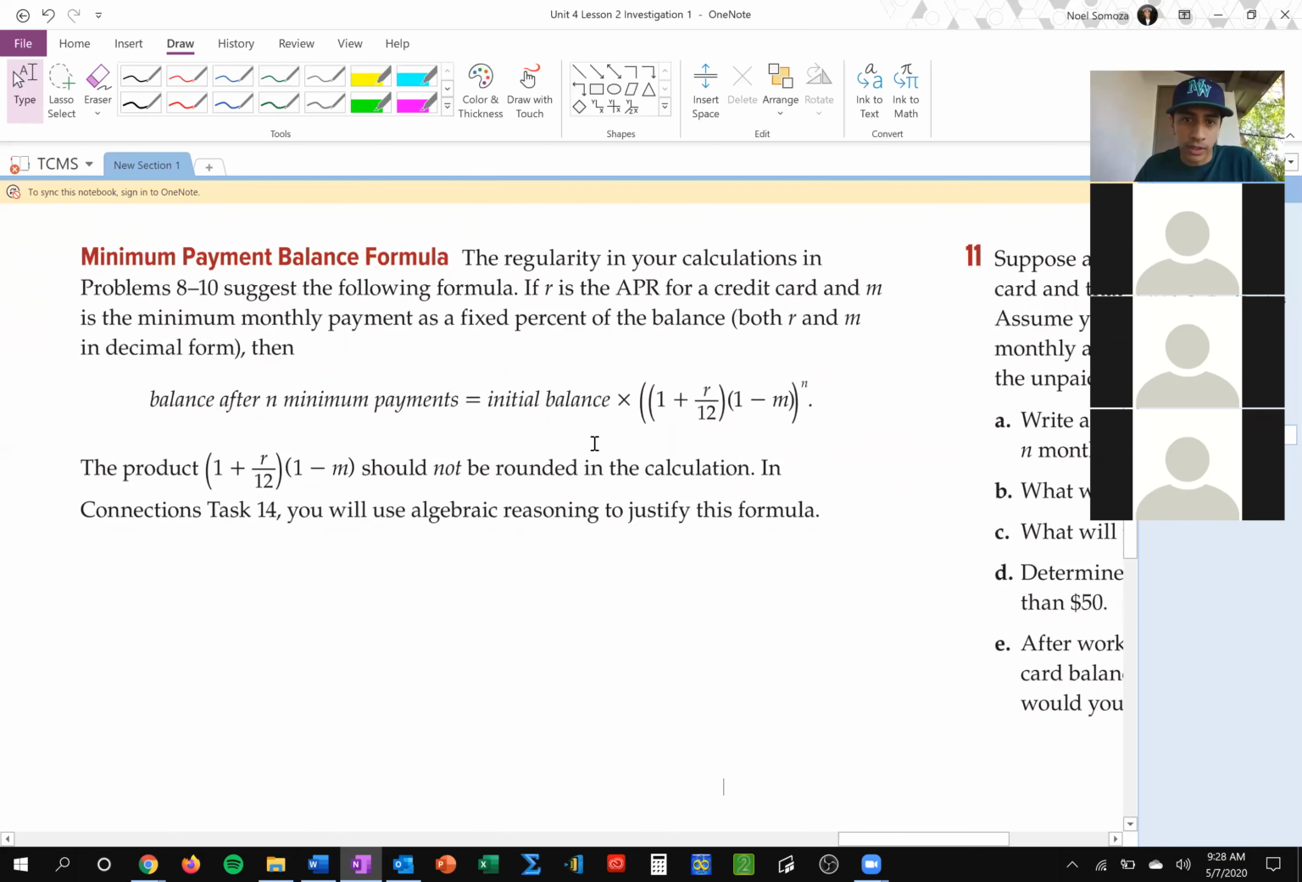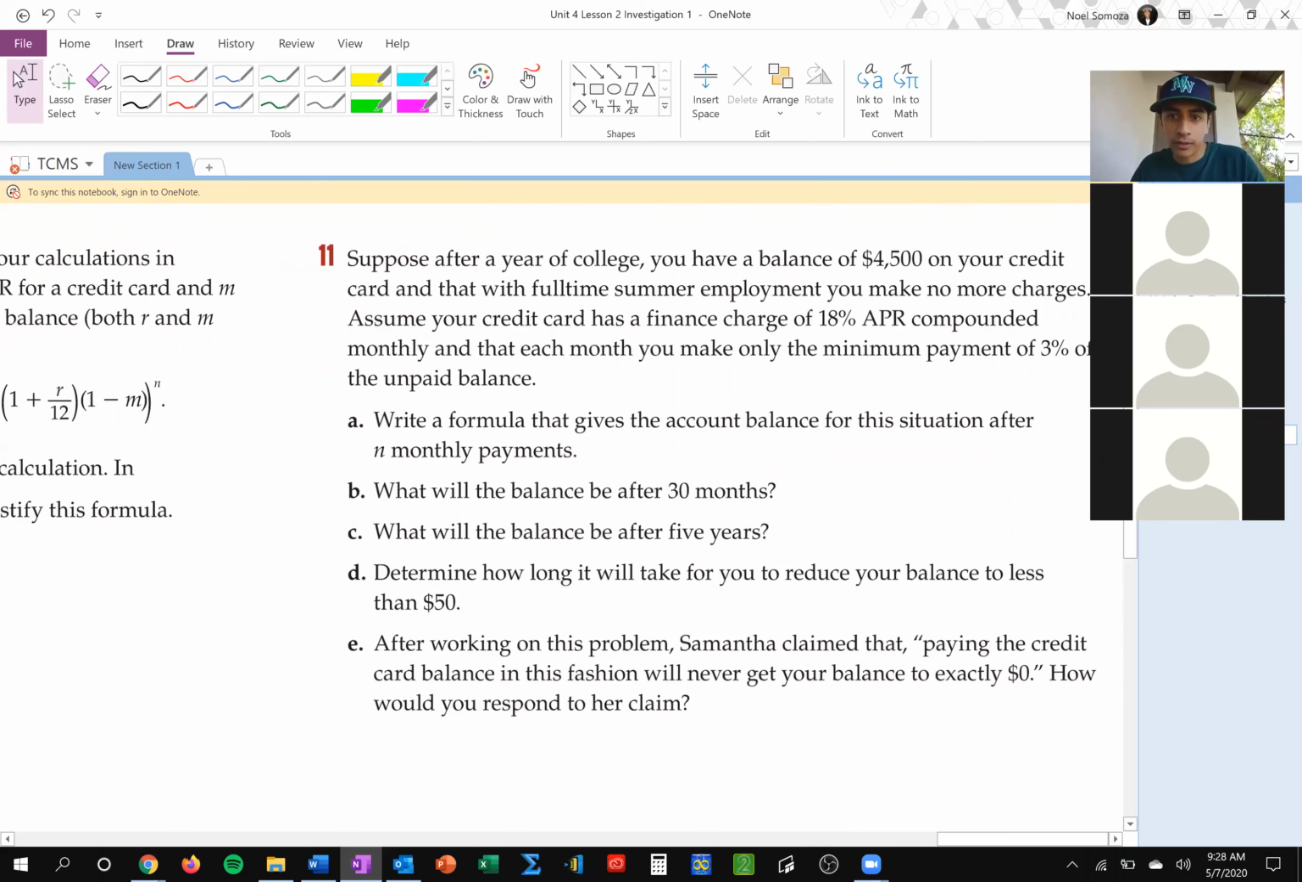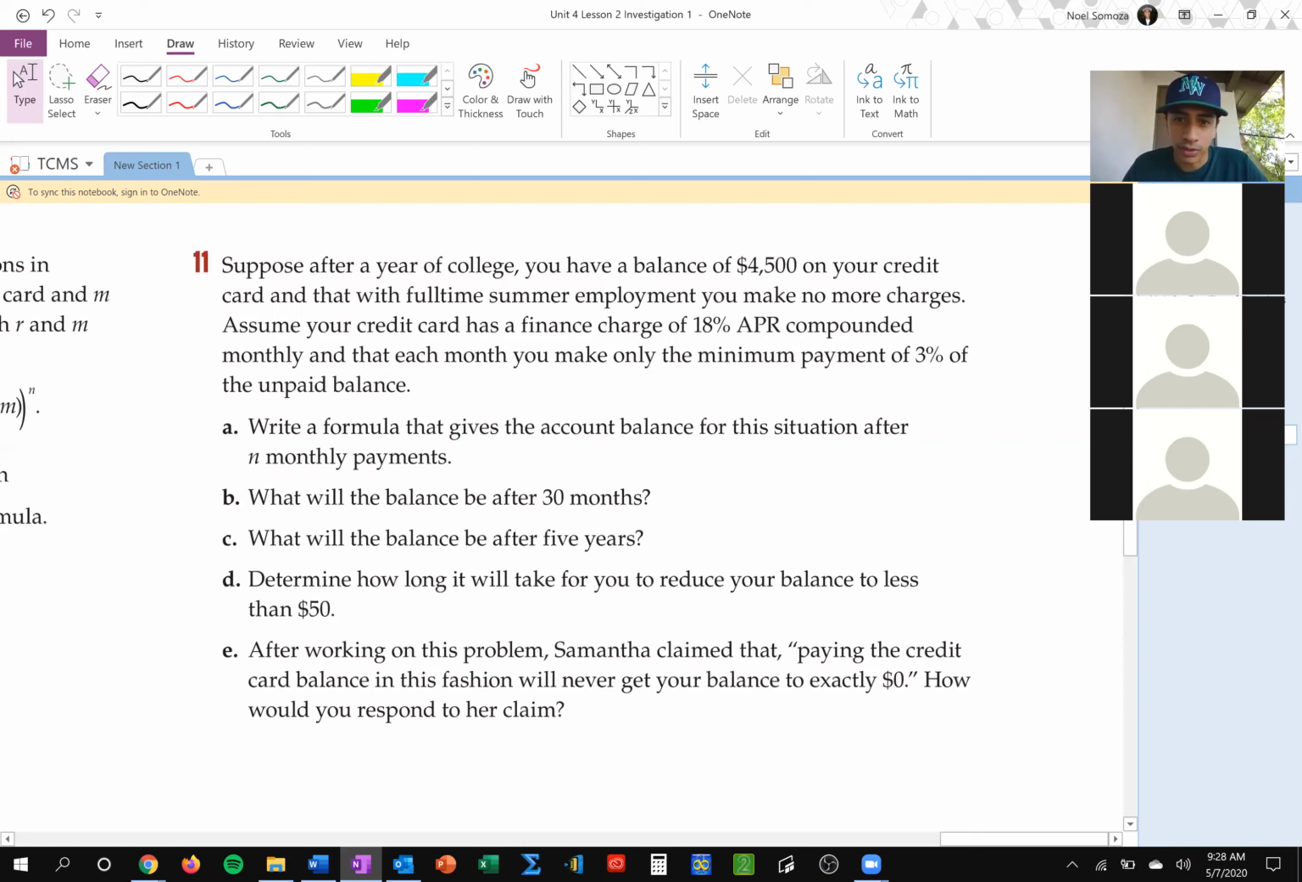Suppose after a year of college, you have a balance of $4,500 on your credit card, and with full-time summer employment, you make no more charges. Assume your credit card has a finance charge of 18% APR compounded monthly, and that each month you make only the minimum payment of 3% of the unpaid balance. So each month you're making the minimum payment, which is 3% of whatever you owe.